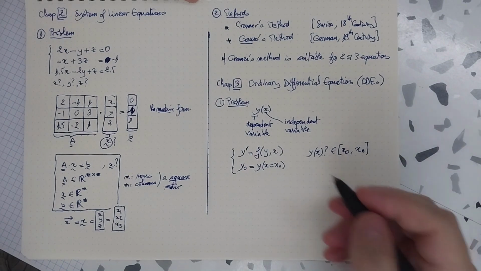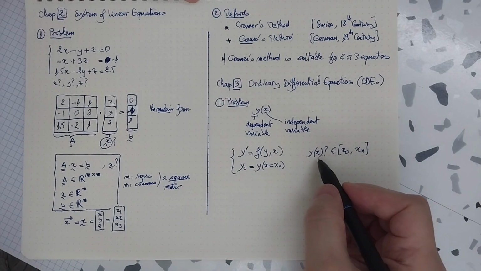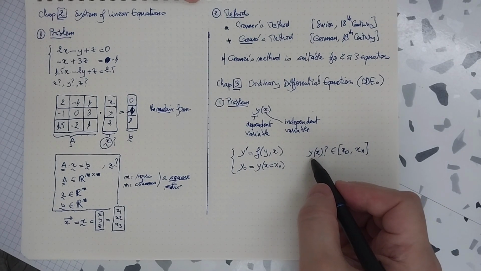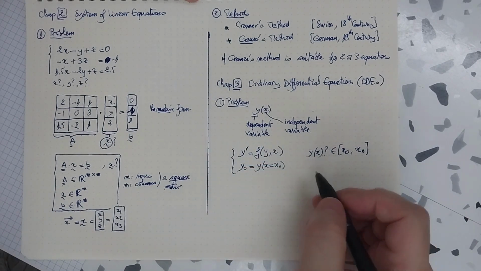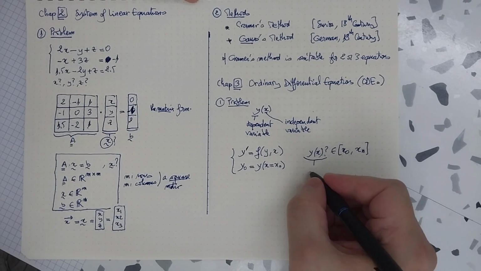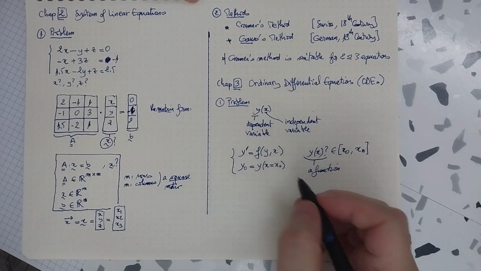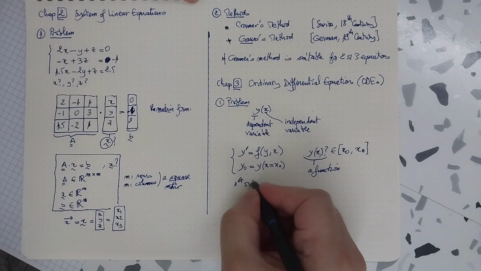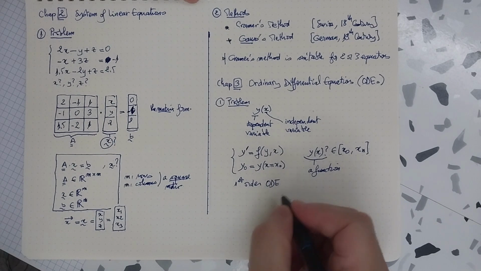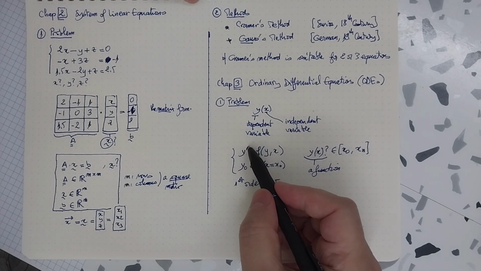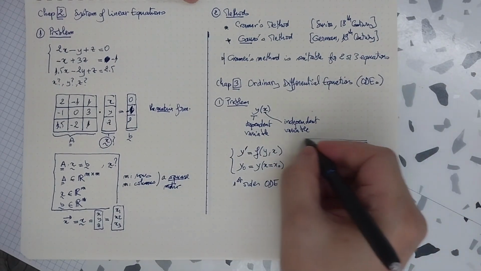So you have the derivative and the initial value, and you are looking to find not a number like in chapter 1, not a vector like in chapter 2, but a function. The unknown here is a function. This is a first order ODE, first order because we have only the first derivative of y. This is the problem we have to solve.